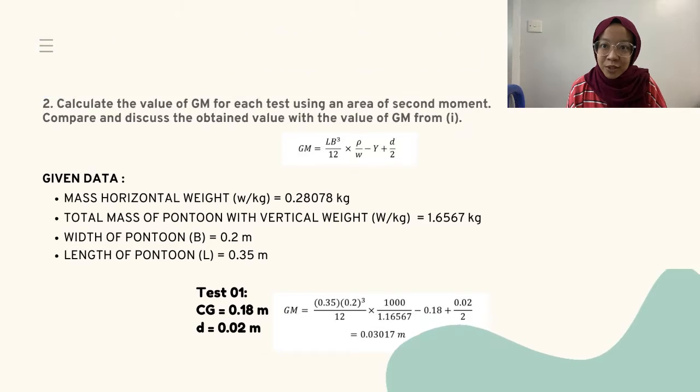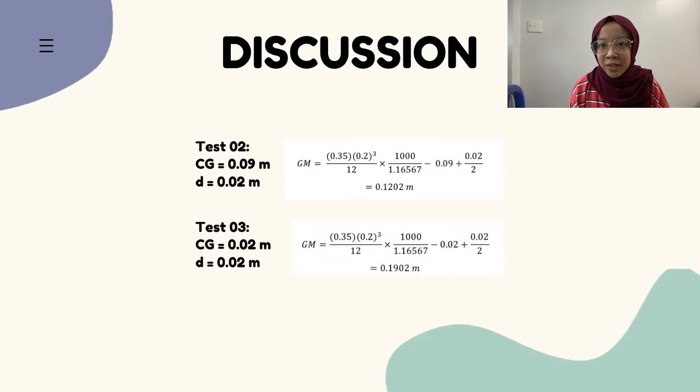For the test 2, the value of CG is 0.09 meter and D is 0.02 meter. After calculating the GM, the answer is 0.1202 meter. And the last one is for test 3. The value of CG is 0.02 meter and D is 0.02 meter. The value of GM for test 3 is 0.1902.